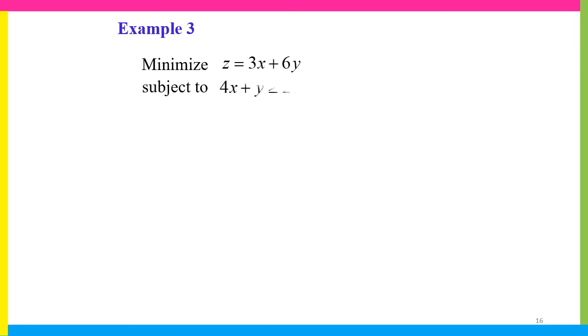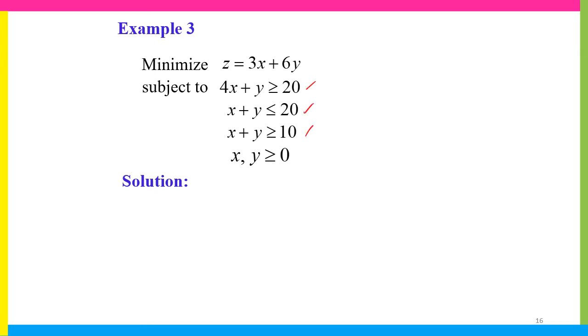Okay, now let's continue with the next example, which is example 3. To minimize the objective function z equal to 3x plus 6y, subject to the constraints 4x plus y more than or equal to 12, x plus y less than or equal to 20, x plus y more than or equal to 10, and x, y must be more than or equal to 0. So how many constraints do we have? We have 1, 2, 3. This is standard in the first quadrant only.